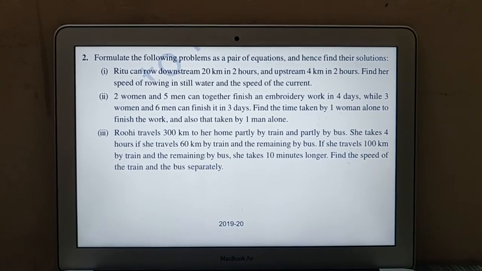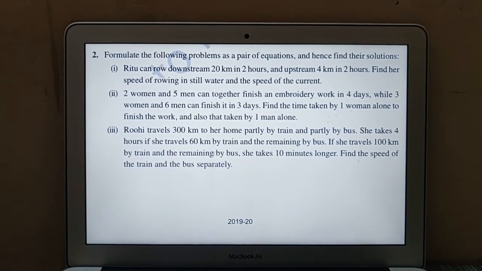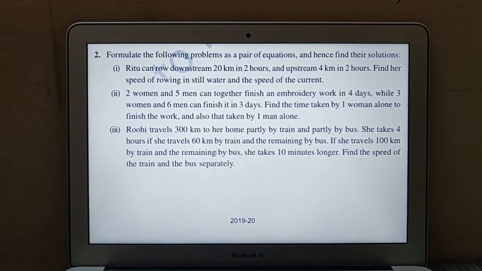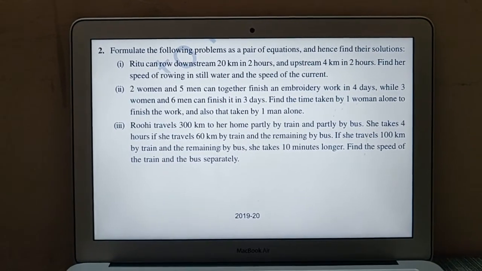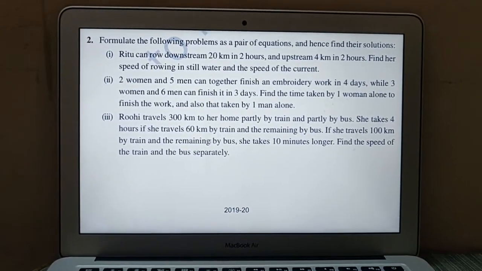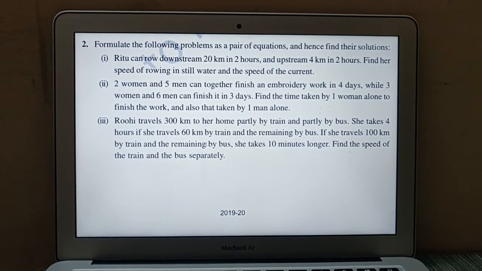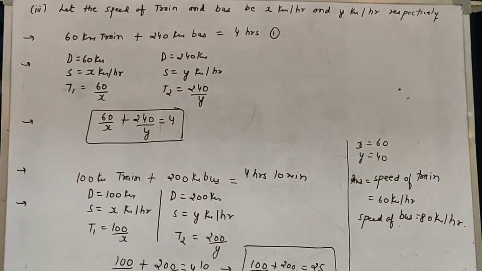Now in the second part, check if she travels 100 km by train. So the remaining by bus will be 200 km. She takes 10 minutes longer. Earlier it was taking 4 hours, so now she is taking 4 hours 10 minutes. You have to find the speed of the train and the bus separately. So now look, we'll go like this. Let the speed of the train and bus be x km per hour and y km per hour respectively.